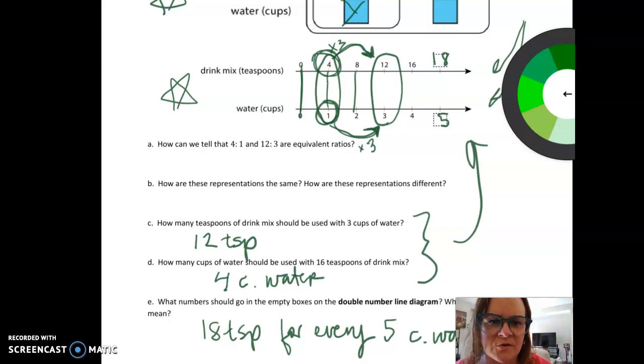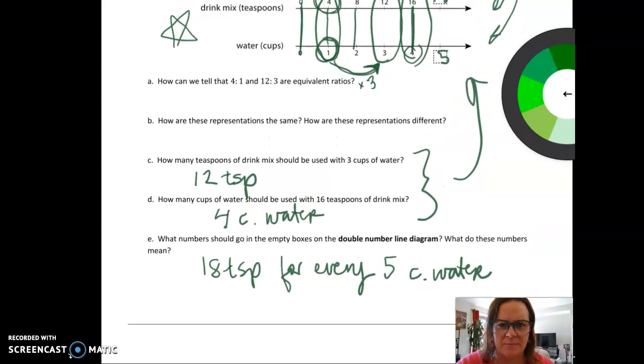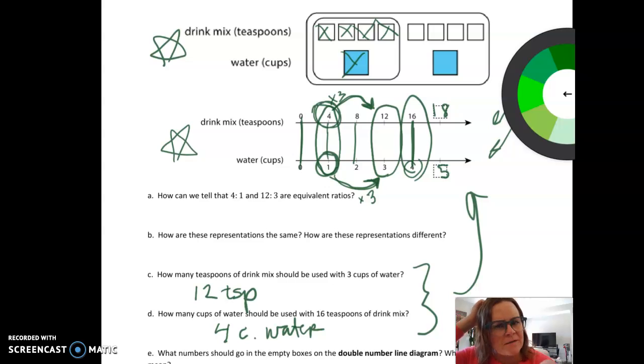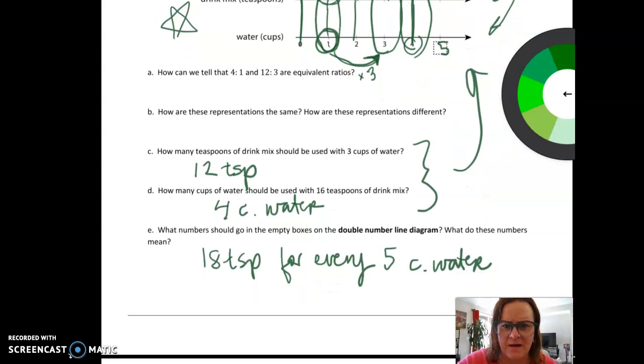How many cups of water should be used with 16 teaspoons of drink mix? So here's my 16 teaspoons of drink mix. I want to connect that here on my double number line to how many cups of water I need, and that would be 4, of course. What number should go into the empty boxes on the double number line diagram? Well, because I'm counting at equal intervals, I go from 4 to 8 to 12 to 16 to 20 here. And then, of course, I'm counting just by ones here at the bottom. So my empty space there is a 5.